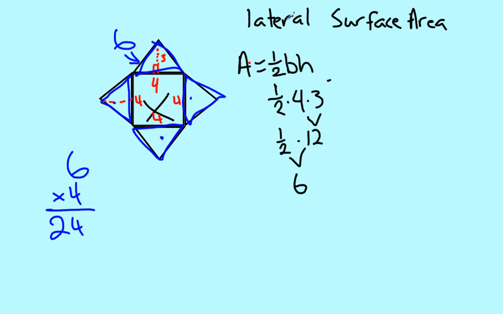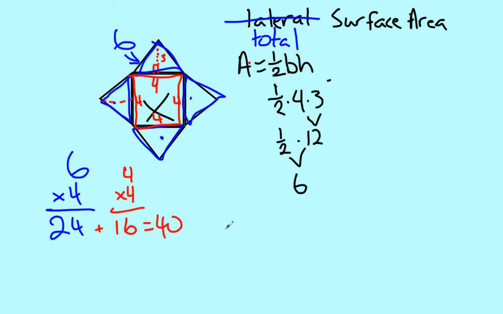If it said, instead of lateral, total surface area, you would do the same thing, except you'd also need to find the area of the square. That would be 4 times 4, which is 16. Then we just add them together and get 40. So we have our total, and we have our lateral. Everything else basically follows the same format, and I'm sure you can figure it out.